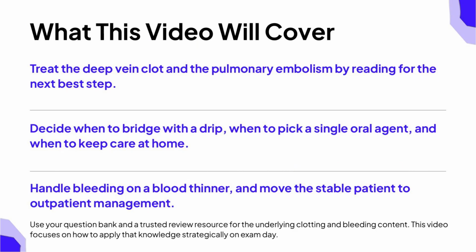Here is what we are going to cover today. First, we will work through treating a fresh deep vein clot and a pulmonary embolism by always reading for the next best step. Second, we will sort out the bridging question, meaning when you start a fast-acting injectable agent alongside warfarin, when a single direct oral pill needs no bridge at all, and when the stable patient can simply go home. Third, we will tackle the patient who is bleeding while on a blood thinner, where the order of your moves is the whole question. And finally, we will cover moving the stable patient from the hospital to outpatient follow-up.